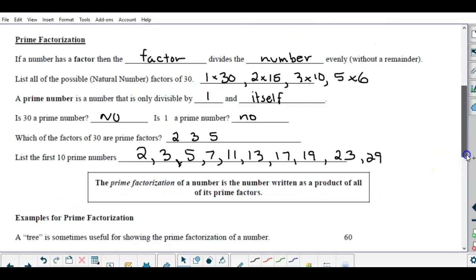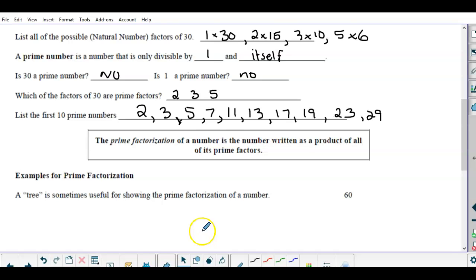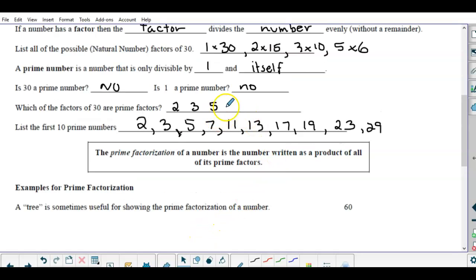Okay, so that's the first 10. The prime factorization of a number is the number written as a product of all its prime factors. So that's not what we did up here, right? We just found possible factors of 30. Sometimes you might want to consider a prime factorization. This is what prime factorization is for 30, right? 2 times 3 times 5 equals 30. And those are all prime numbers.